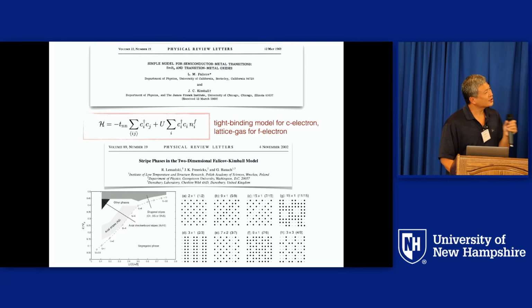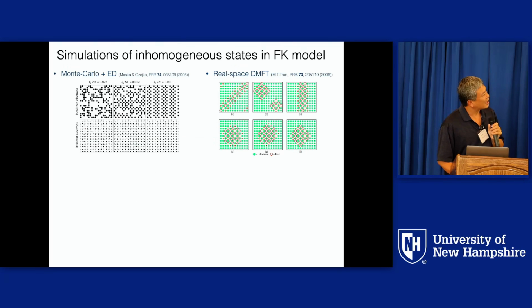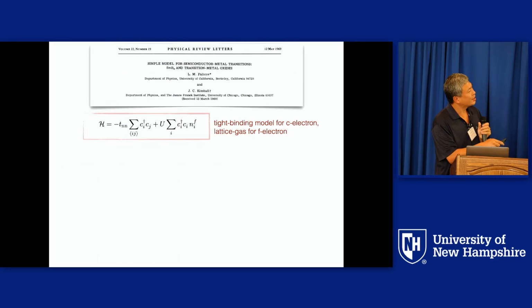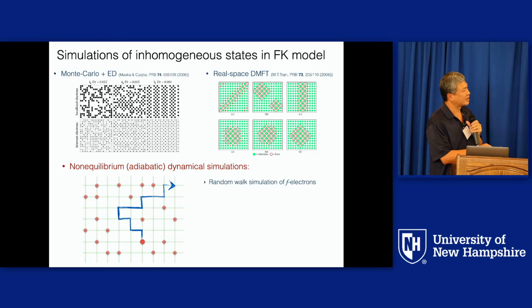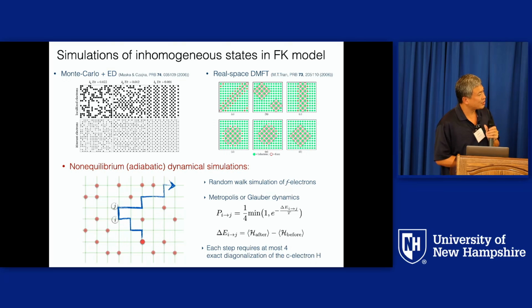Okay, a more interesting one. So we also apply this to the Falicov-Kimball model, another model proposed to study strongly correlated phenomena. Basically in this case, you have itinerant electrons coupled to these so-called F electrons. But the F electrons, you can model them as a classical lattice gas. And so we are interested in this Monte Carlo random walk simulation of these F electrons. But in order to do Monte Carlo simulation, you need to compute the energy difference when you move this F electron to one of the neighbors.